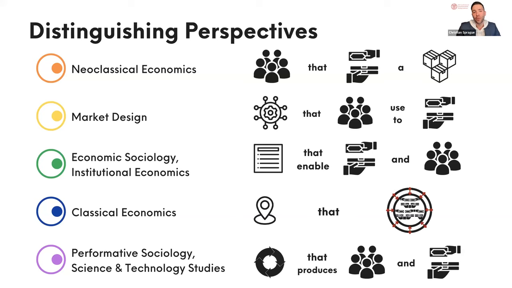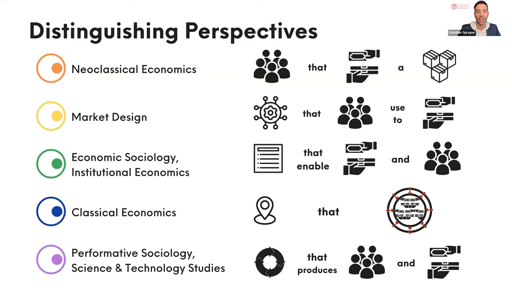And lastly, you have the performative sociologist or the science and technology studies scholar say, actually, I think that it's not so materially focused. It isn't necessarily the people or the rules or the place or the exchange mechanism. No, rather it's the process. A market is something that happens. It's occurring. It's unfolding. It's emerging over time. It's dynamical and it's in flux. It is that process, after all, that produces and realizes exchange outcomes and people moving together to do exchange.